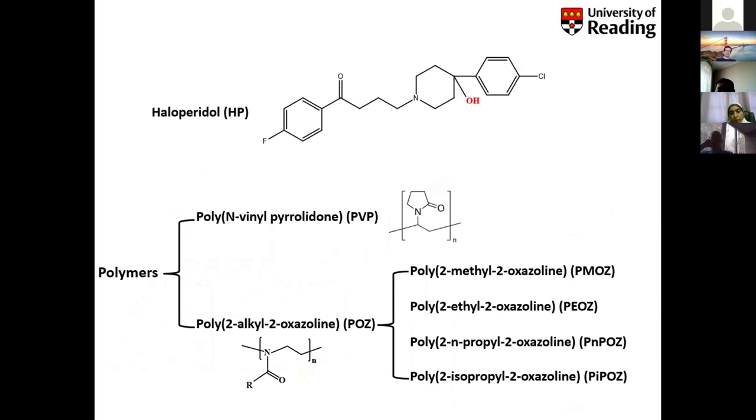So the drug used here is haloperidol, and there are two main categories of polymer used in this project. One is PVP, the other one is polyalkyl oxazoline, short for POx. In terms of polyalkyl oxazoline, four types of POx were used, which were PEOx, PMOx, PNPOx, and PIPOx. Among these components, haloperidol, PVP, and polyethyl oxazoline are available from the commercial market. But PMOx, PNPOx, and PIPOx are not available, so we have to synthesize them.